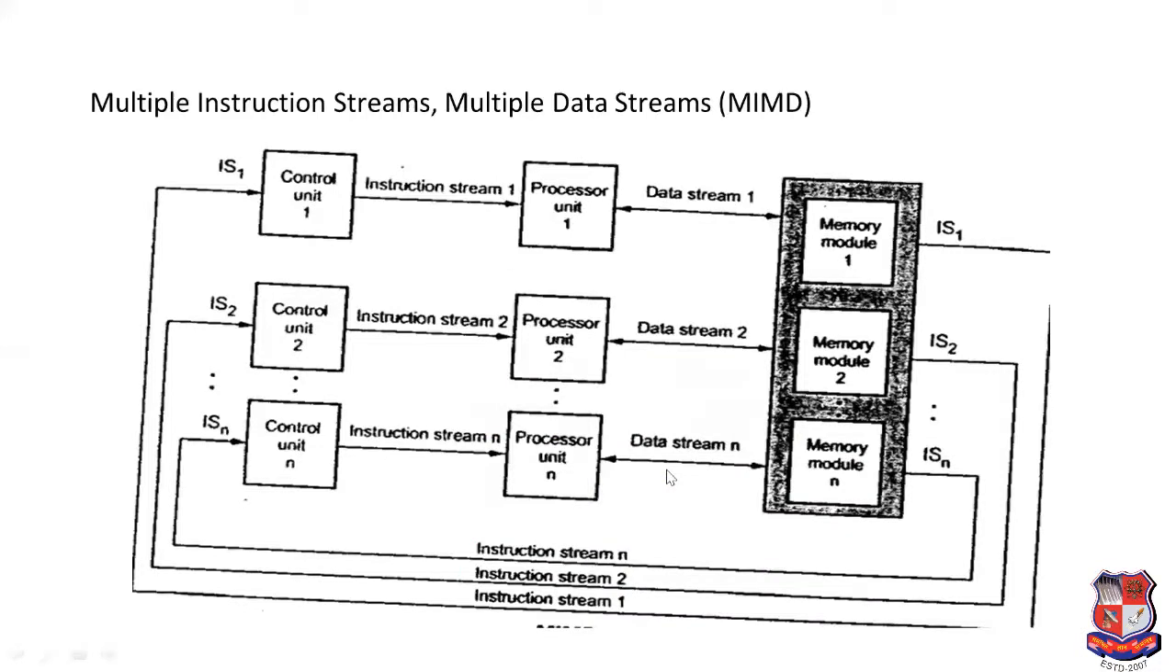Now the general scenario of this MIMD is that there are control input 1, control input 2 and control input N, which are integrated with processor unit 1, processor unit 2 and processor unit N, which are combined with the data stream memory module 1, memory module 2 and memory module N. This architecture is denoted by MIMD.